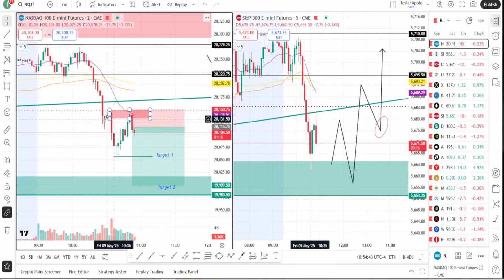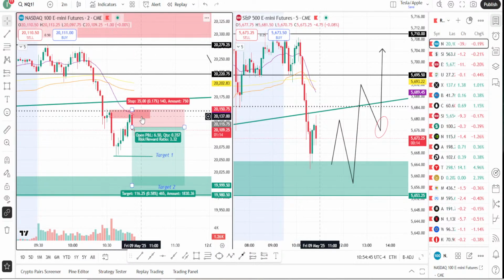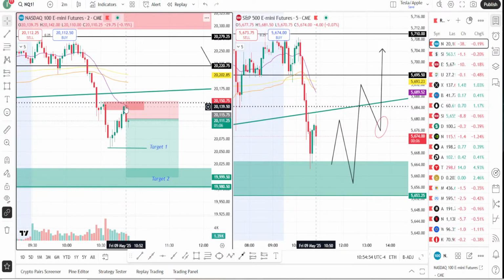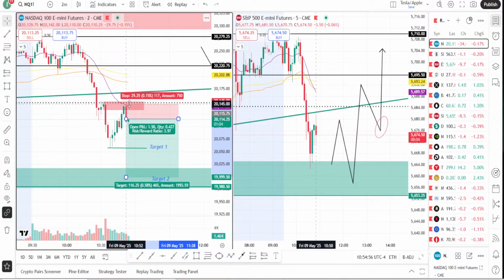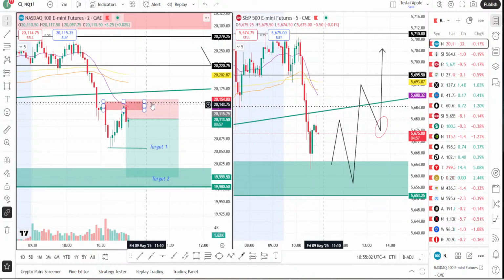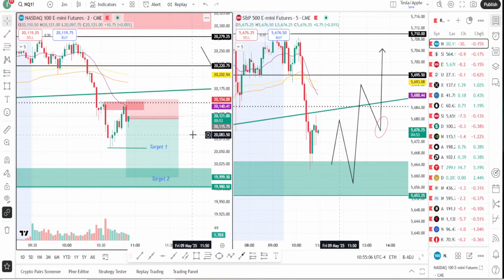That's a really good setup right there. Right off supply, tapped into that supply zone. Also kind of bouncing off the 21 EMA. I would put my stop right above yesterday's closing price. We'll risk this much to potentially win double that. 1 to 2 risk reward.